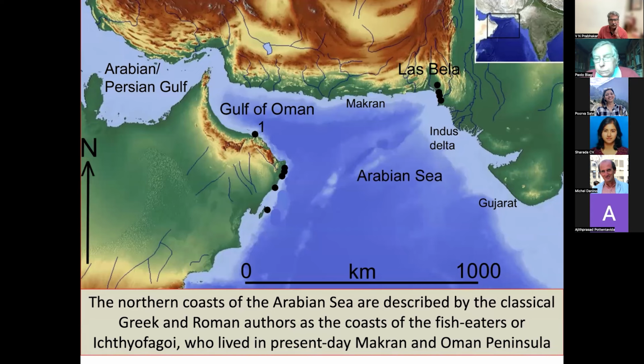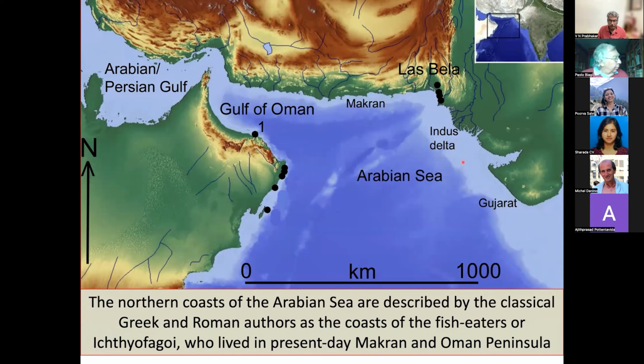I put some dots in some areas like this one. This is Muscat, this is Ras Al Had, this is the Mazira Islands, and then I put some dots in Las Bela, which is this triangular region of eastern, southeastern Balochistan, and then Sindh, and then here you have Gujarat. You know, all these areas are pretty close to each other.